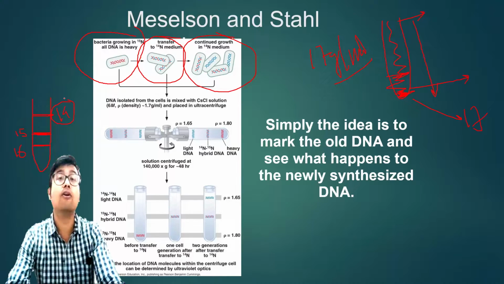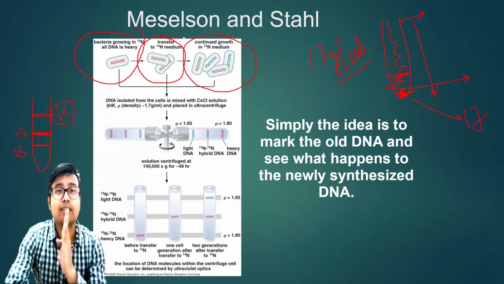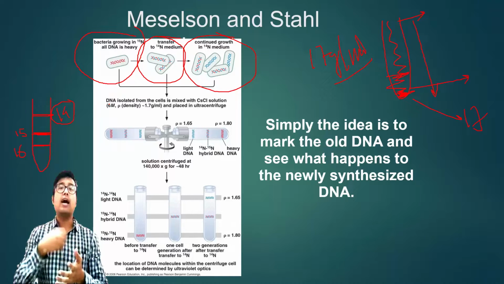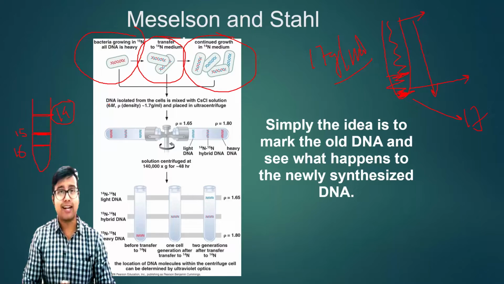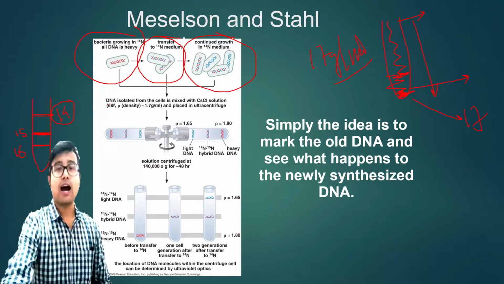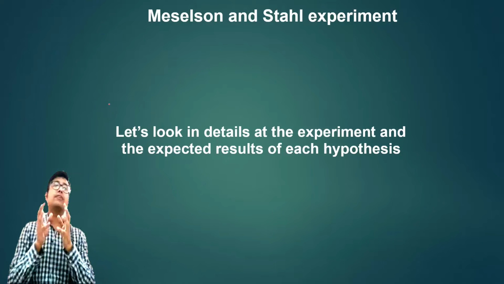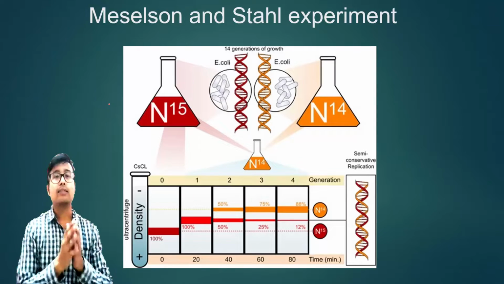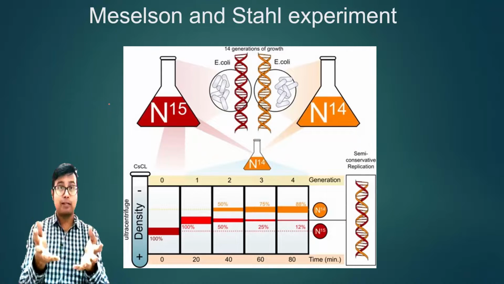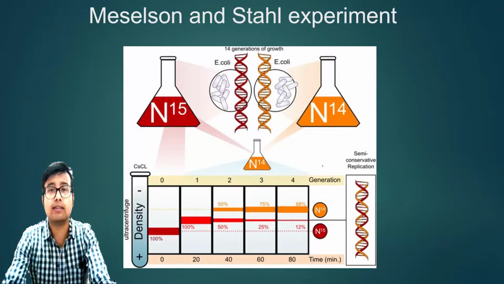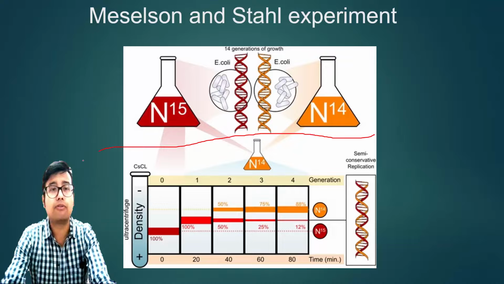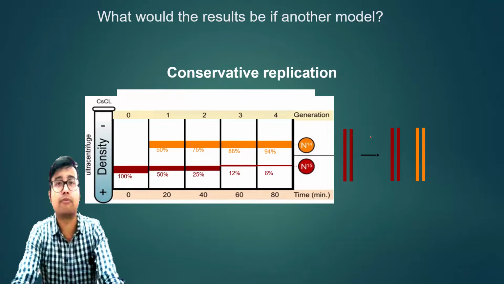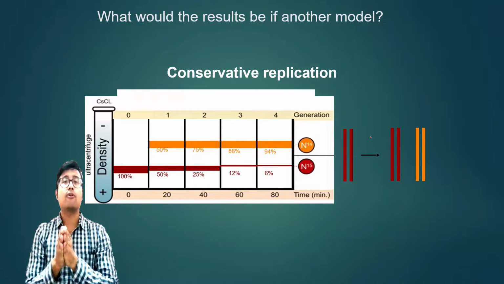Correct? Now, the experiment could be deduced only when we analyze the patterns of the daughter strands, the subsequent generations. So, let us look at how the models of each hypothesis, that is each replication model, would have looked considering the experimental outcome. This was the result of Meselson and Stahl. We'll come back to it later. Let us first look at what if it was a case of conservative replication.